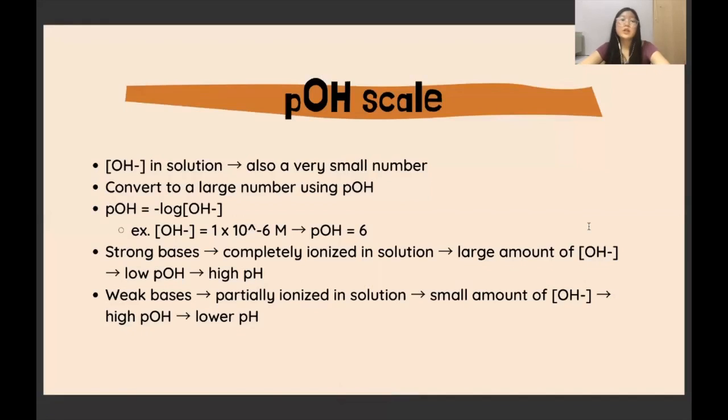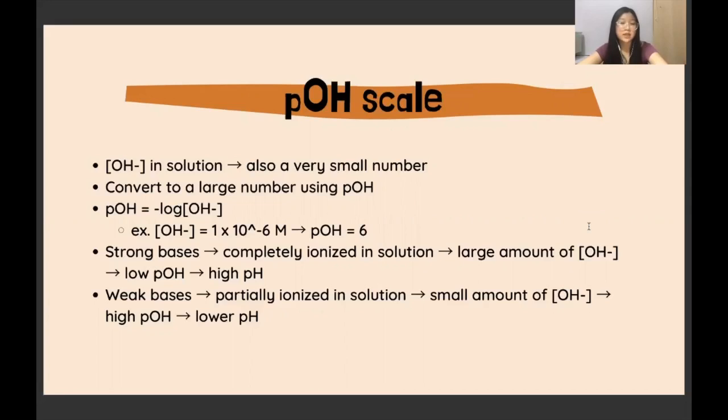All right, the pOH scale is something that we use to measure hydroxide ion concentration. It's less commonly used, so you most likely won't encounter this a lot. It's very similar to pH, but instead we convert the hydroxide ion concentration, right? So pOH is the negative log of the hydroxide ion concentration.